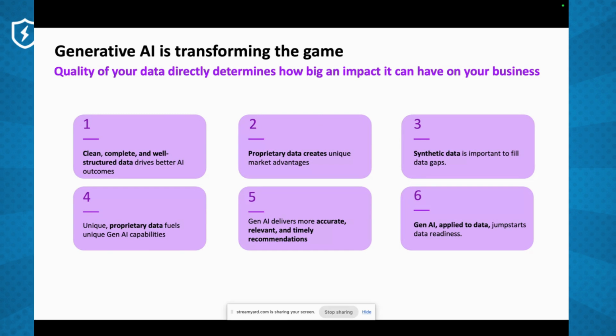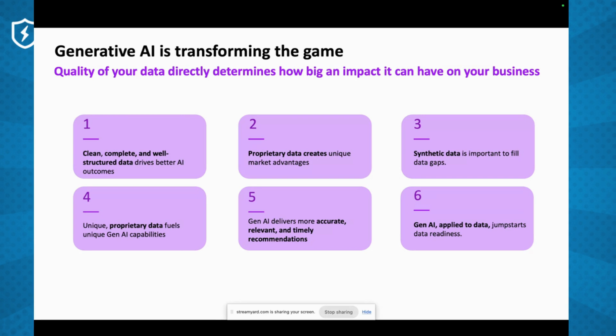Another important thing about GenAI is data, because the quality of data directly determines how big an impact it can have on your business. We are talking about the LLMs of the world getting the right data. That's why people say there is no AI journey without a strong data journey. Clean, complete, and well structured data drives better AI outcomes, and these are tried and tested formulas. Proprietary data creates unique market advantages.